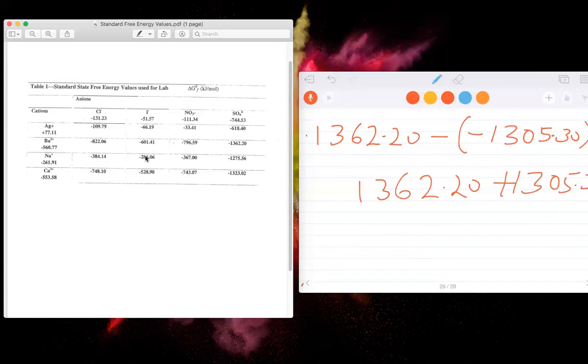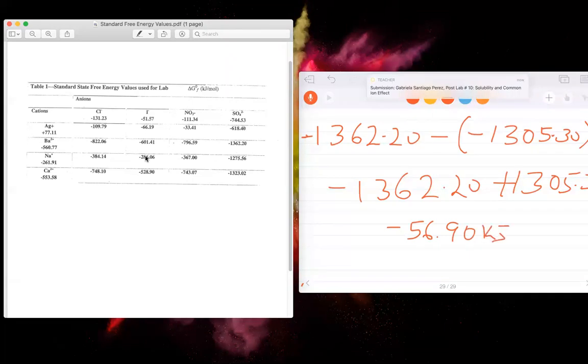And what is the value? There is a minus here. There was a minus there. This will be what? 1362.20 minus 1305.30, and I get a negative 56 point what? 90 kilojoules. This is kilojoules.